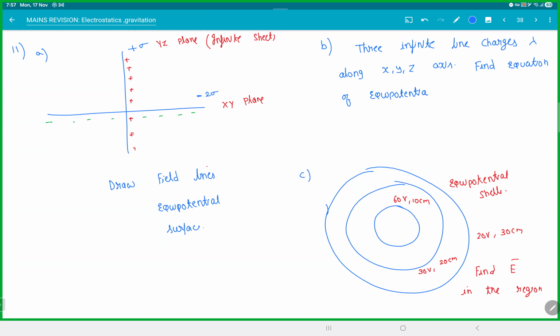Let's get this. We have two infinite sheets, one in xy plane, one in yz plane. Draw the field lines and draw the equipotential surfaces. B, there are three infinite line charges along xyz axis. Find the equation of equipotential surface. C, there are equipotential shells, 60 volt, 10 centimeter, 30, 20. Find the electric field in the region.